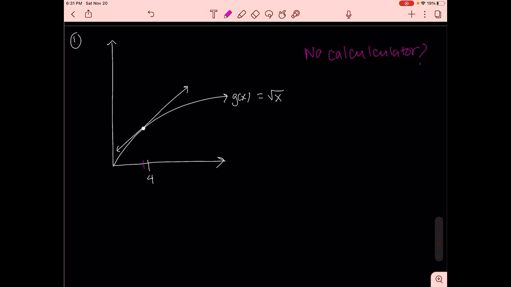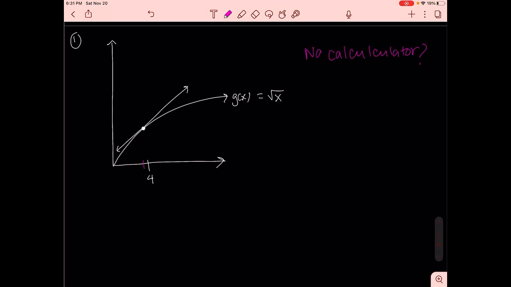So what if I'm trying to find a value on this function? For example, g of 3.99. If I had a calculator, it wouldn't be that hard to plug in 3.99 to my function and just have it spit out an answer. But if I didn't have a calculator around, that would be pretty nasty.